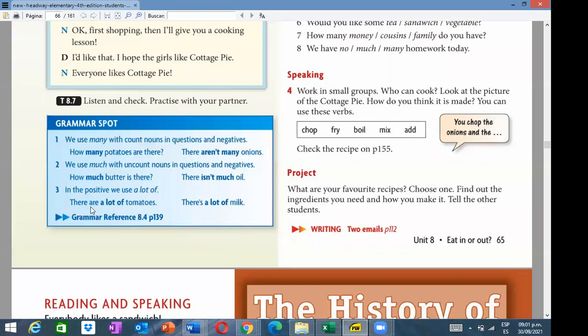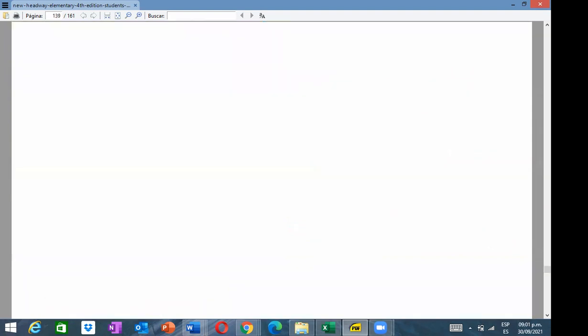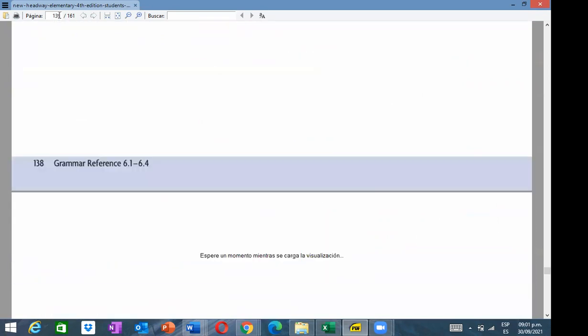And here these 2 examples. Now let's learn more about these rules and let's go to page 139, students, please. 139. Unit 8.